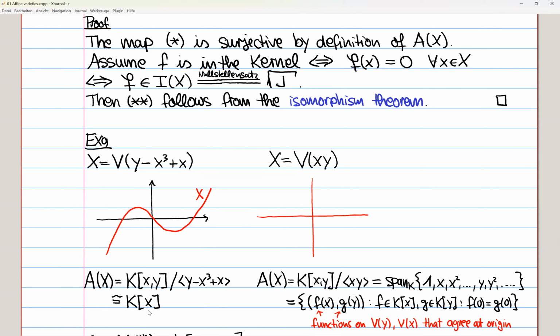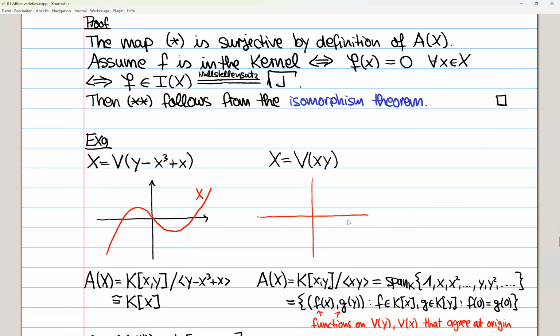And another way to see this is, if you're given any polynomial in x and y, then on this locus where y is equal to x to the 3 minus x, you can always replace any term y by that polynomial in x, and you end up with a function which is only described in terms of x. So that was not so hard. This example is a bit more interesting. So here, V of x times y, this is the union of the two coordinate axes, essentially.